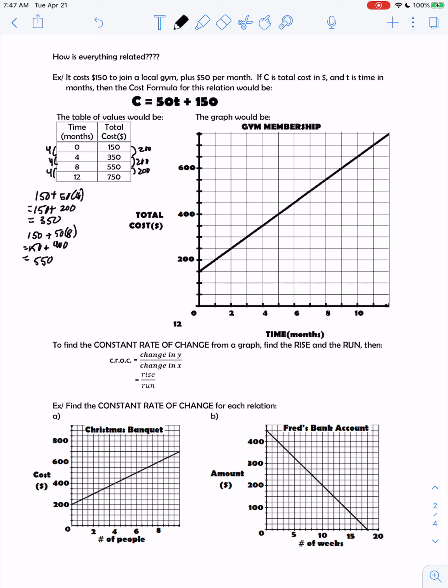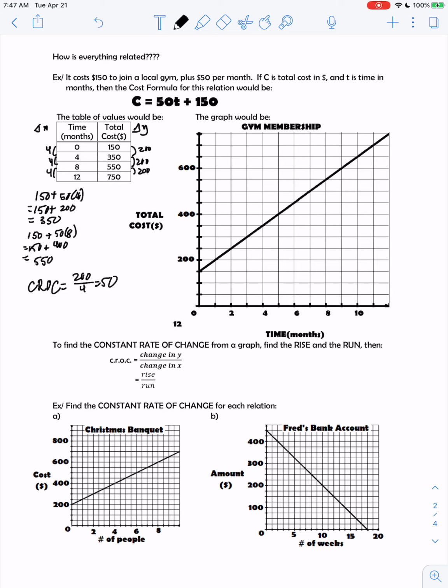So then, if we're going to do the constant rate of change, the croc, that equals the right side, which is 200, divided by the left side. So this is, again, like your delta y, your change in your dependent variable. This is your delta x, your change in your independent variable. And so it's delta y over delta x. And so that's 200 divided by 4, which equals 50.